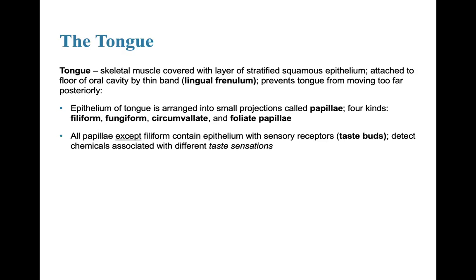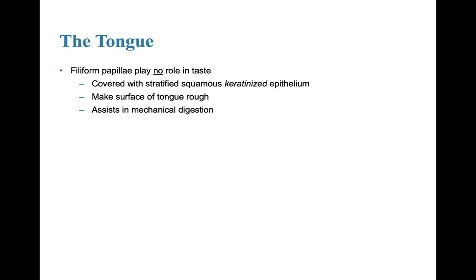All papillae except the filiform contain epithelium with sensory receptors. And these sensory receptors are going to be your taste buds. And they detect various types of chemicals, so these are chemical receptors that are associated with different taste sensations. The filiform papillae play no role in taste. They are covered with stratified squamous keratinized epithelium. They make the surface of the tongue rough, and by making that surface rough, it does help in mechanical digestion.